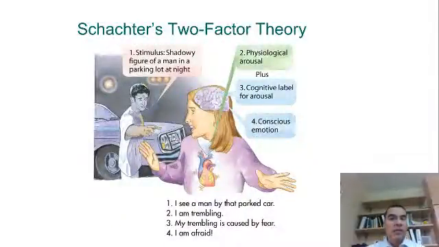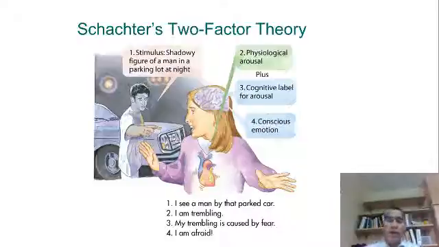Now I want to bring in another factor here. We're going to call it Schachter's two-factor or Schachter's cognitive theory. Here's how this one works. You're going to see the stimulus, the shadowy figure, the man in the distance. The next step is your body does react, the arousal state. You begin to tremble, heart beats fast, plus what Schachter called a cognitive label.